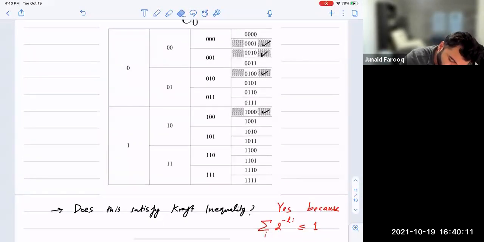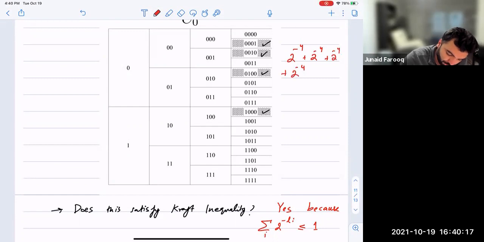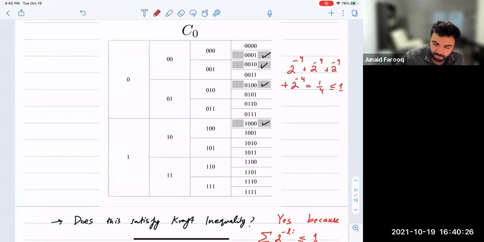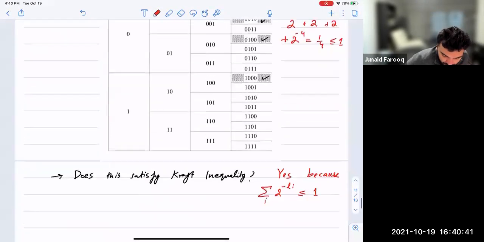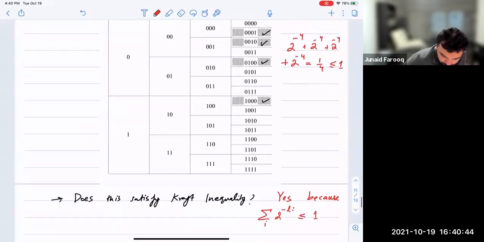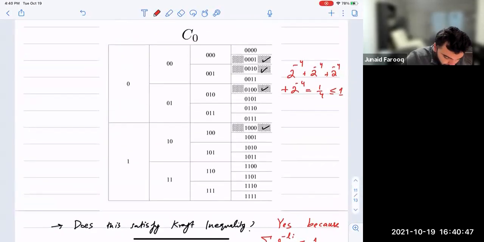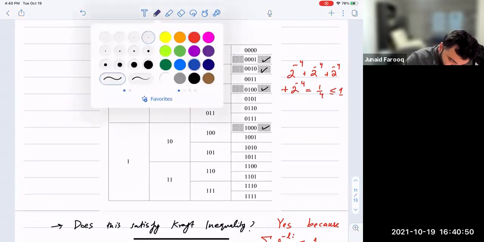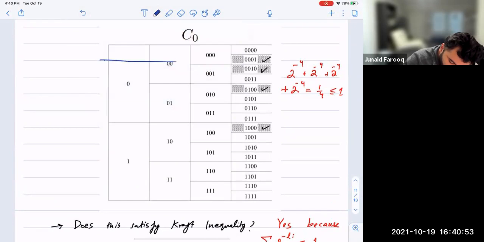Obviously, you can go and start checking by implementing this formula. You have 2 to the power minus 4 plus 2 to the power minus 4 plus 2 to the power minus 4 plus 2 to the power minus 4, which will come up to be, I think, 1 over 4. So it's less than 1. But obviously, you can use this chart to see whether all of these add up to the block vertical block length or not. Okay, so if I ask you if this is uniquely decodable or not, well, this is, because obviously there's no overlap in the horizontal direction.